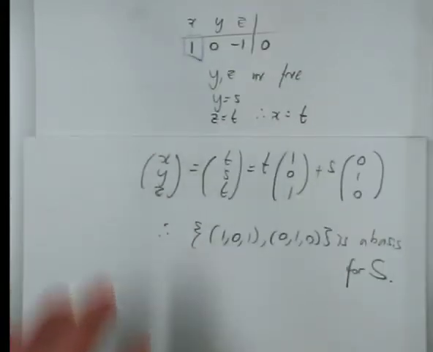Okay, that's method number 2, which is not really essentially different from method number 1, but I just thought I should point out that that's how to solve linear equations if there's only one row.